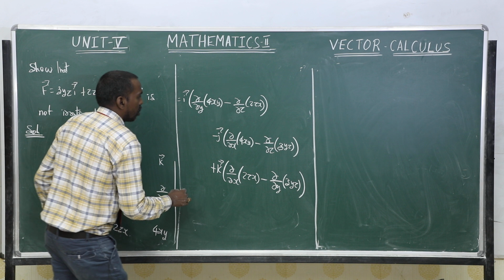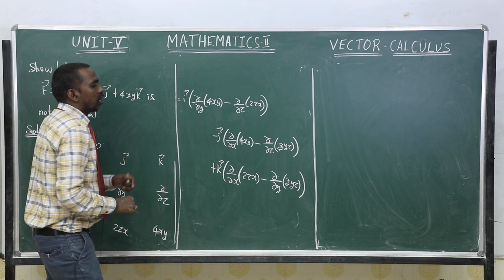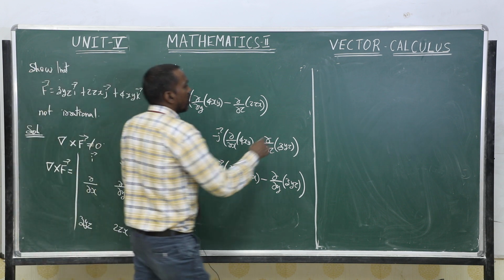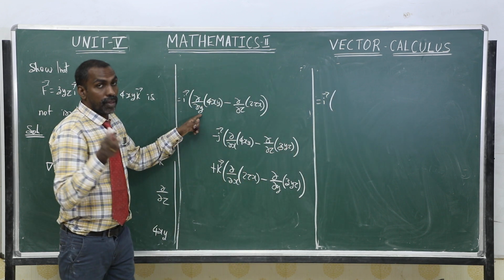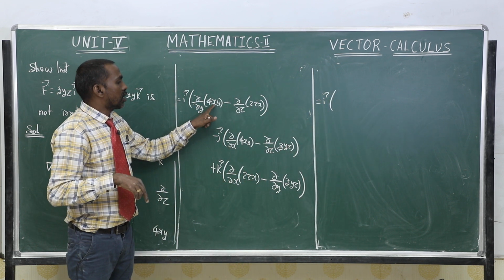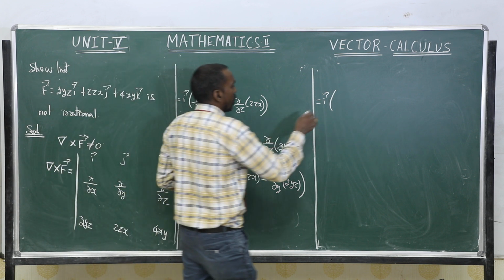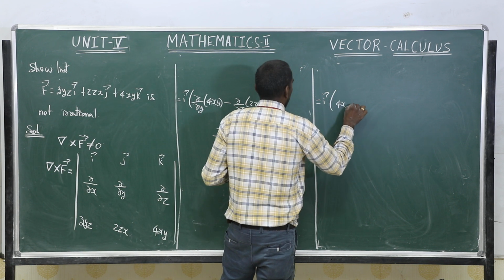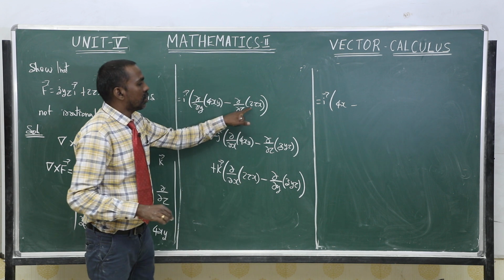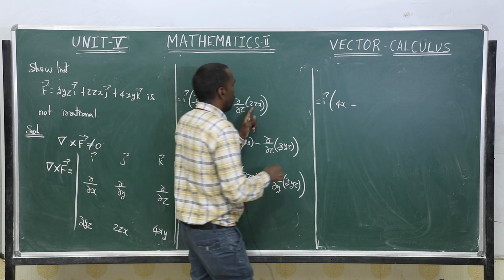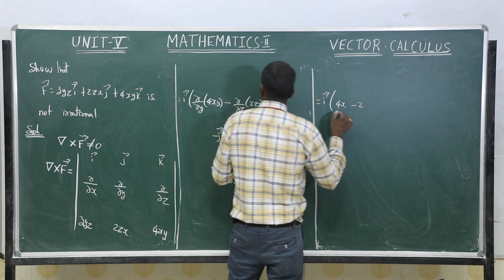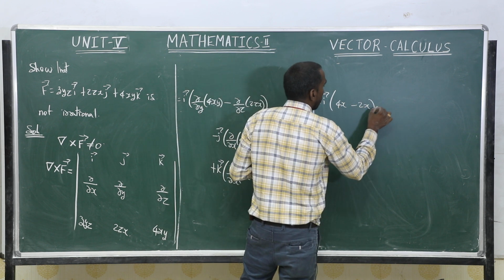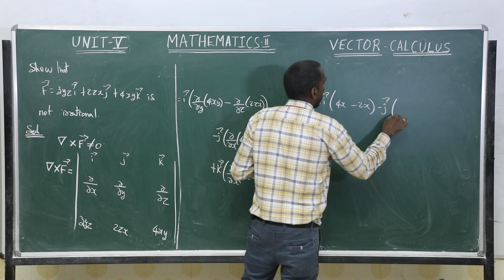Now we have to find the value of this determinant. So here i vector into, differentiation with respect to y only, x is a constant, we get 4x. Minus differentiation with respect to z of 2zx with respect to x, we get 2x. Close the bracket.